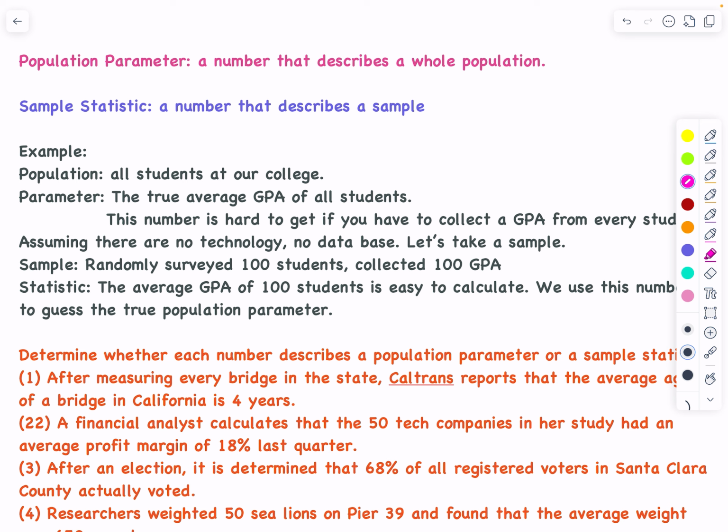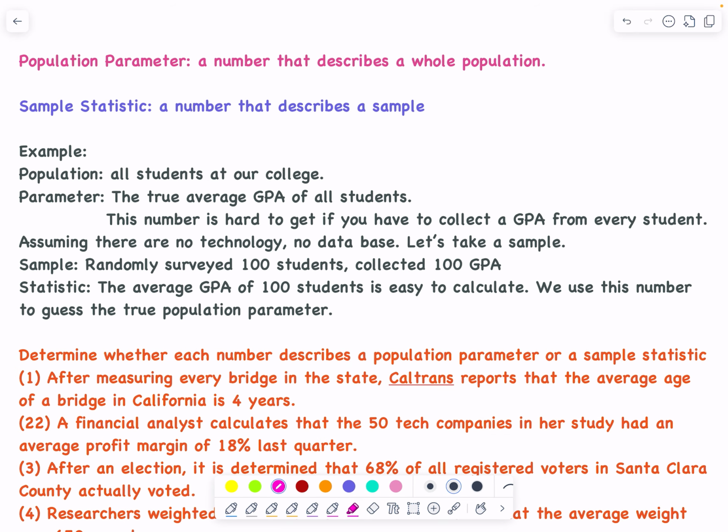For example, the population is students at our college, and the parameter is the true average GPA of all students. So we have all students, let's say 10,000 students. Everyone has a GPA, and then a true average GPA of all students. That means you need to get those 10,000 GPAs, add them up, find a sum, and then divide it by 10,000 to find the average GPA. So this is very hard to get, but if you can get it, then this number describes a characteristic of the population.